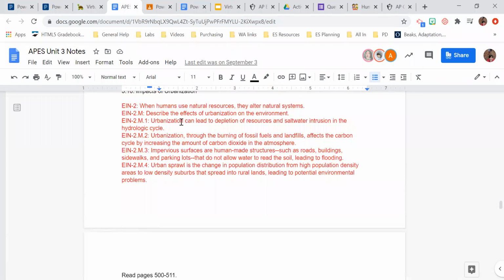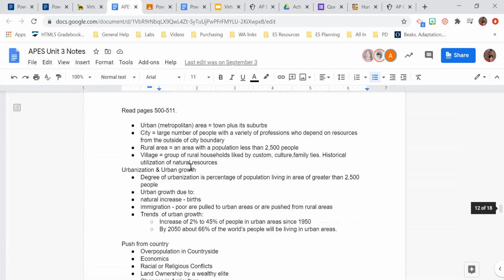All right, so there are a number of different things we're going to talk about. We're going to talk today about saltwater intrusion, impacts on the water cycle. We're going to talk about fossil fuel burning a little bit. And then we're going to talk about drainage with impervious surfaces and urban sprawl. So a lot more of these new vocab terms, but a lot of them make sense, so they're somewhat easy to remember. They're not going to be easily confused.